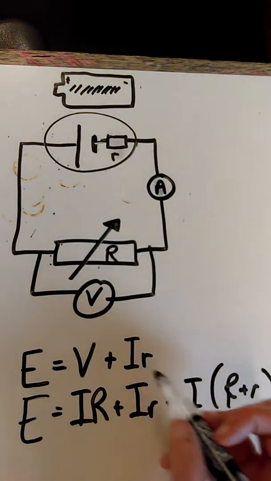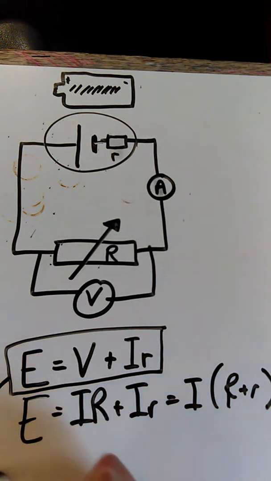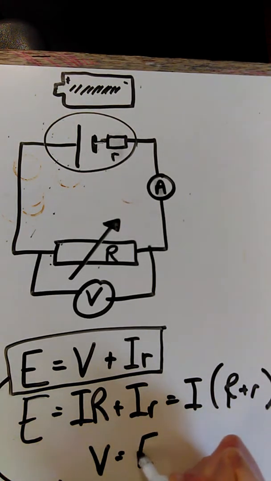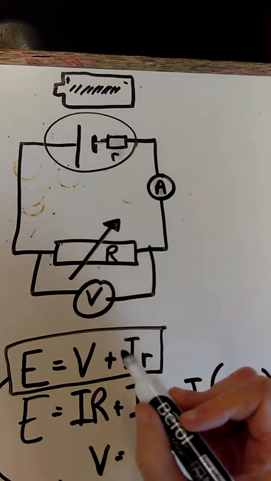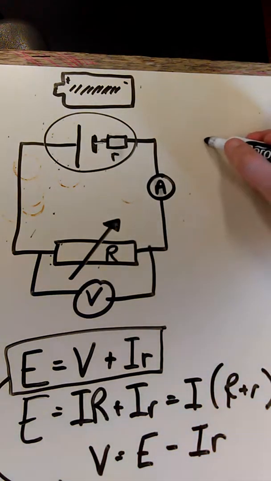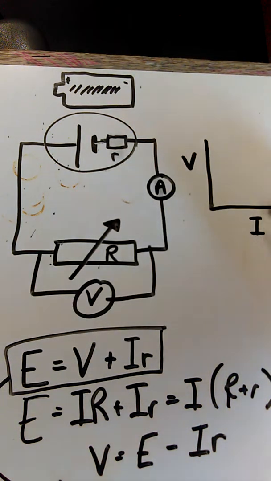So what we use is this equation here, but to be able to draw it into a graph, we rearrange it to V is equal to E, take away IR. Okay, that's just that one rearranged. Now what we do is we measure, for different resistances, V and I. And if we plot a graph of V against I, we get a straight line graph going like that.